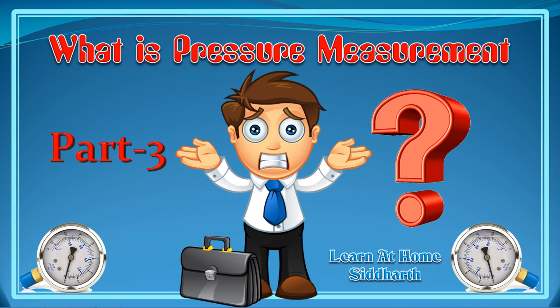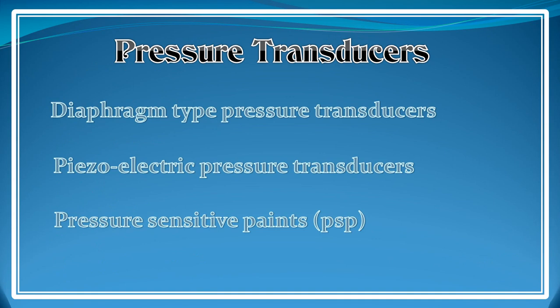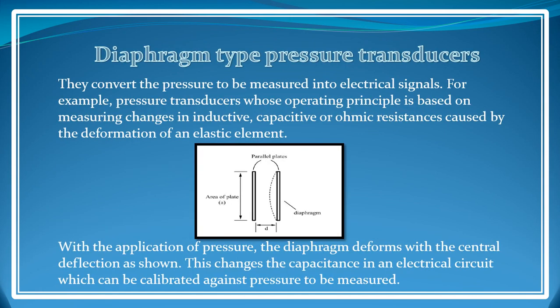As you all know, I have classified my pressure measurement chapters in 5 different categories. And this is our third and important category, that is pressure transducer. I have parted my pressure transducer into 3 different categories. First is diaphragm type pressure transducer, second is piezoelectric pressure transducer, and the third one is pressure sensitive paints or PSP. So let's move on to our first, diaphragm type pressure transducer.